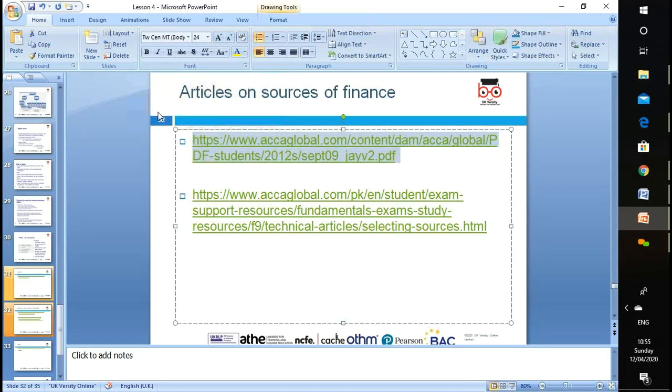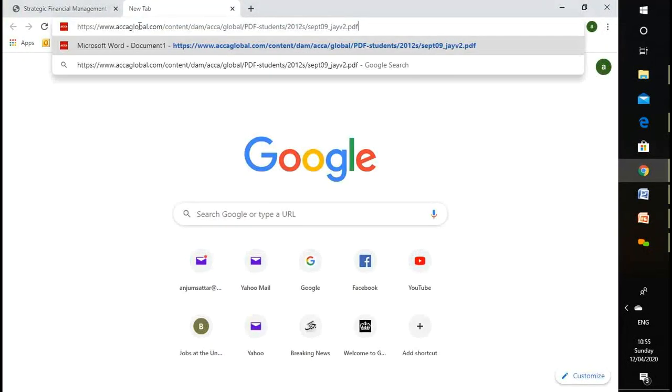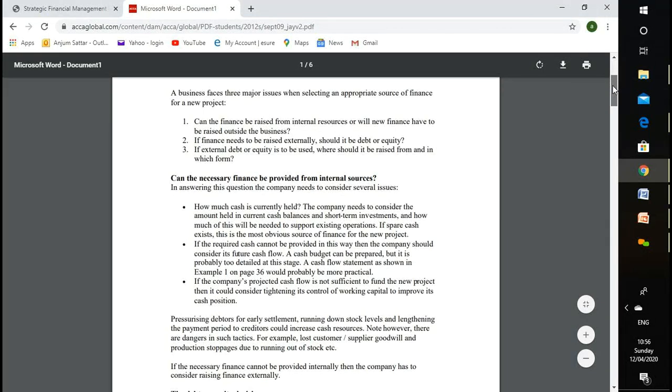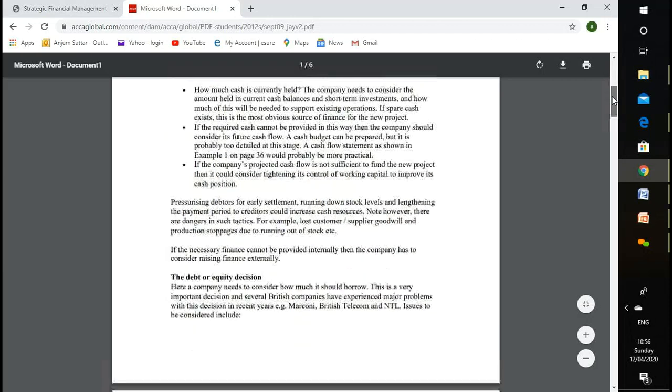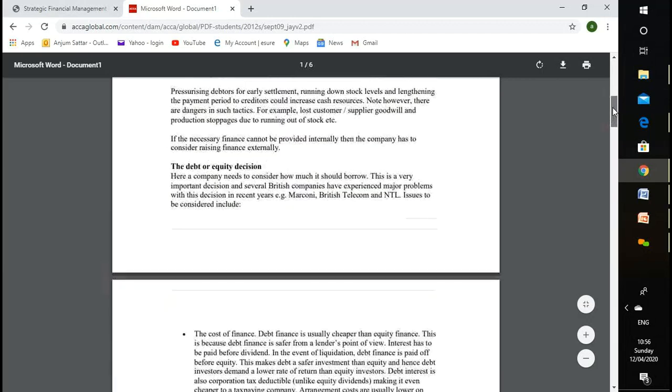Next, I copied the link, so this is quite good. You can go through the article, which will help you further enhance your understanding about different sources of finance. This is one of the ACCA articles. Selecting the sources of finance: the business can raise finance internally or externally, like we explained, and it can be necessary finance for internal sources.